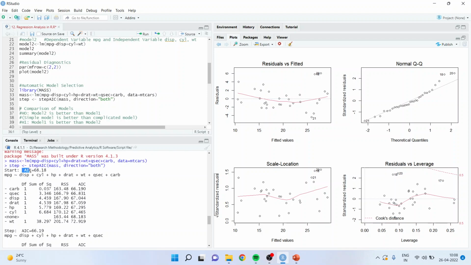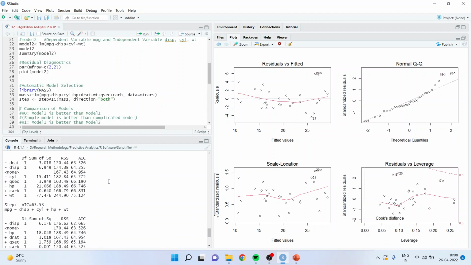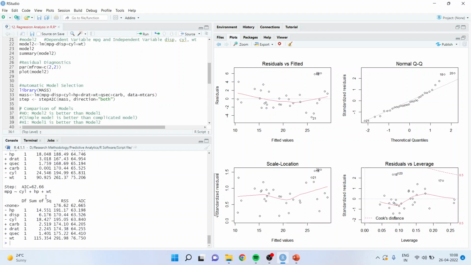So you can see AIC in the first step is this much, where all the variables were there. Even those variables were also included which were insignificant. Now it started removing the variables and ultimately it reached the last step in which the AIC criterion is 62.6, and it found that there are only 3 variables which are significantly contributing towards the dependent variable, that is mileage.